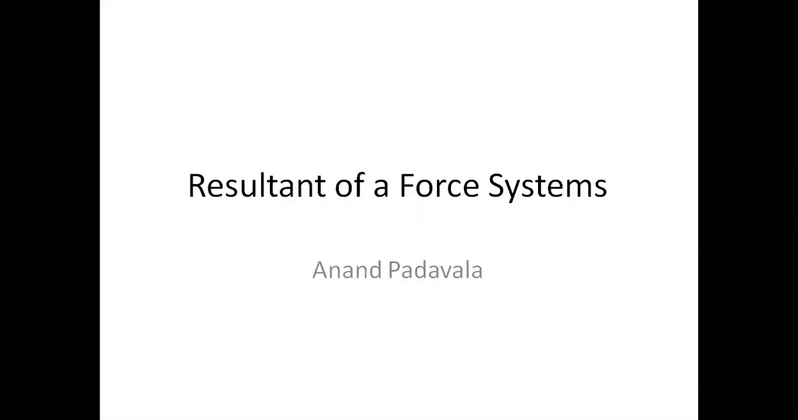Coplanar force system means all the forces of the system lie on a single plane. That means coplanar: all the forces are on the same plane. If the forces on a body or on a system do not lie on a single plane, then it is called a non-coplanar force system. In the coplanar force system, we have seen different types. One is the collinear force system. Collinear means all the forces are lying on the same line.